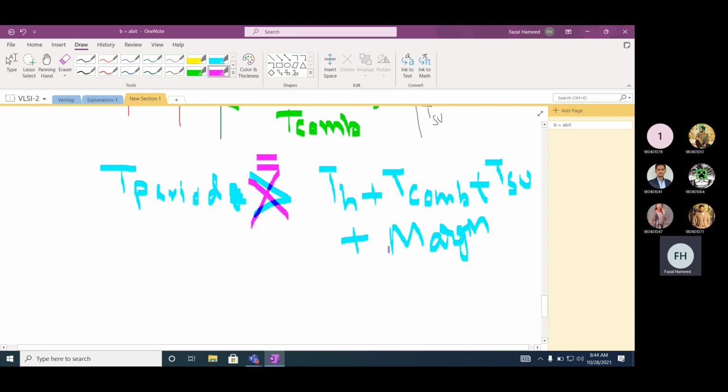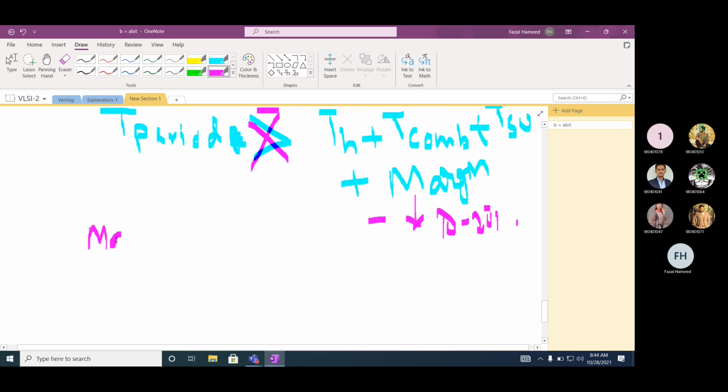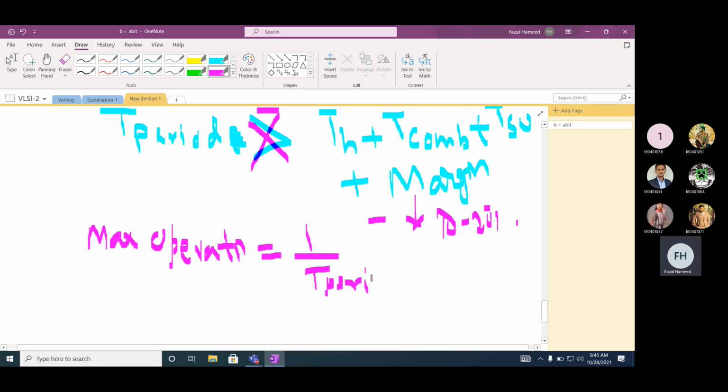This margin is typically 10 to 20%. If you want to be more safe, you can make it 20%. And based on this T period, you can determine the maximum operating frequency. So what should be the maximum operating frequency? 1 over T period. So this will be the maximum operating frequency.